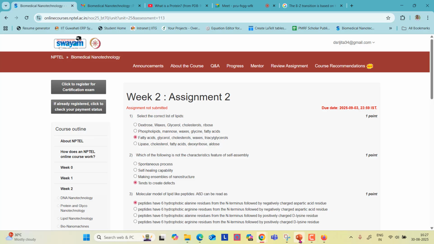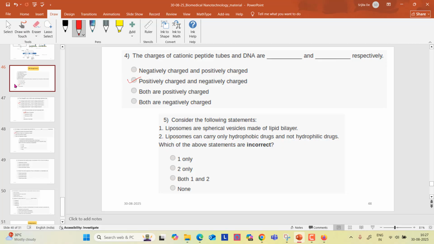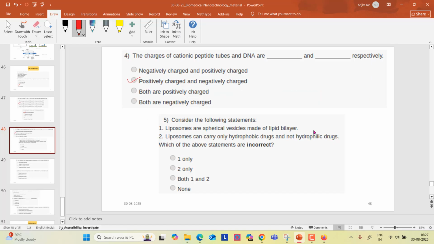We will do some old assignments. Okay, so what is left here? 1, 2, 3, 4. Let's do 5. Consider the following statements. Liposomes are spherical vesicles made of lipid bilayer. Liposomes can carry only hydrophobic drugs and not hydrophilic drugs. Which of the above statements are incorrect?